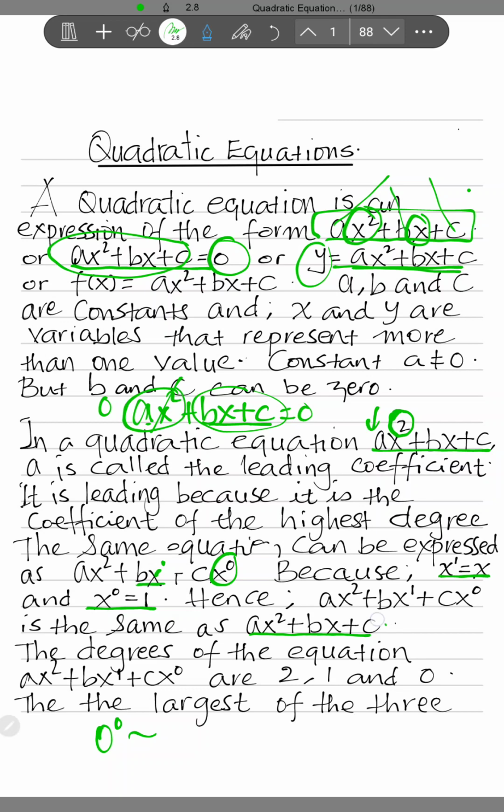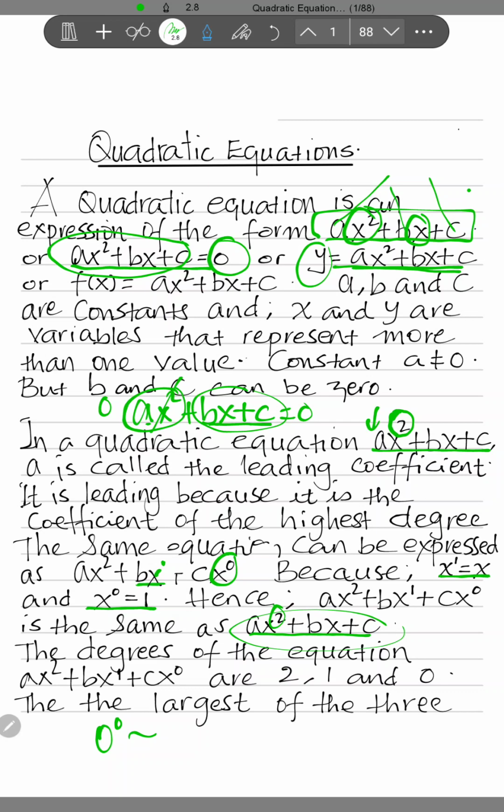So we simply define it as ax squared plus bx plus c is equal to 0. What is a, b, c? What is x? As we have said, a, b, and c are constants, and x is a variable. X squared means it's a quadratic equation. A quadratic equation is an equation of second degree. It has a degree of 2.